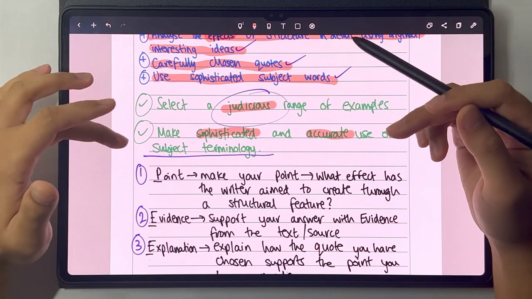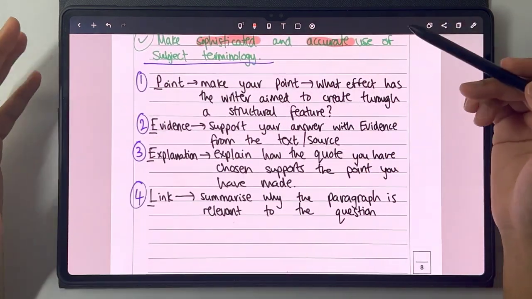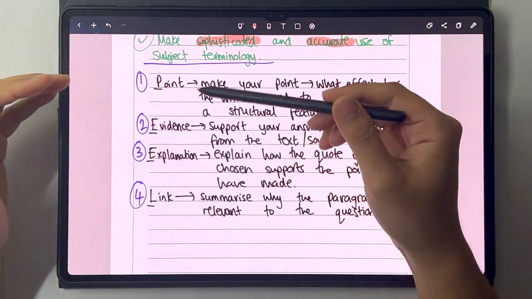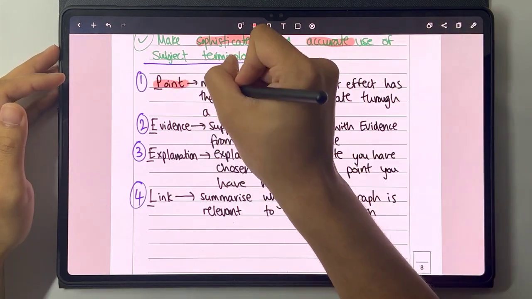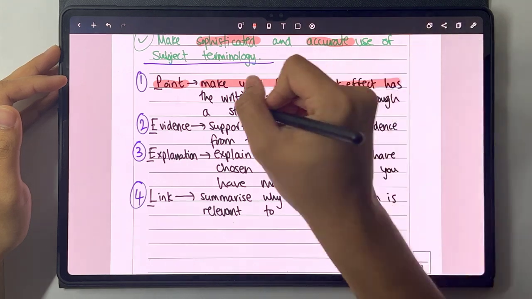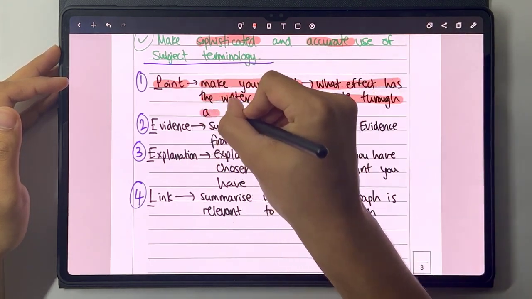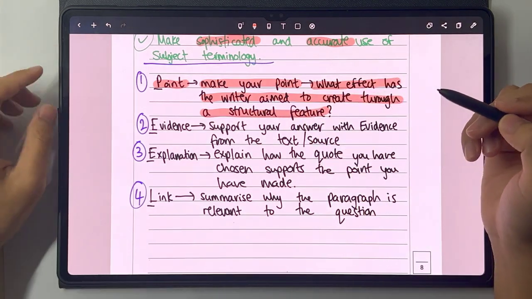And in terms of how to structure your answer, this is a simple template that you can follow. You may have heard of PEEL paragraphs. So P stands for point. So what do you have to do here? You make your point when you start your answer. Tell us what effect it has on the reader and how it creates a certain structural feature. This is what you have to do in your point. So that's the first thing you do in your paragraph.